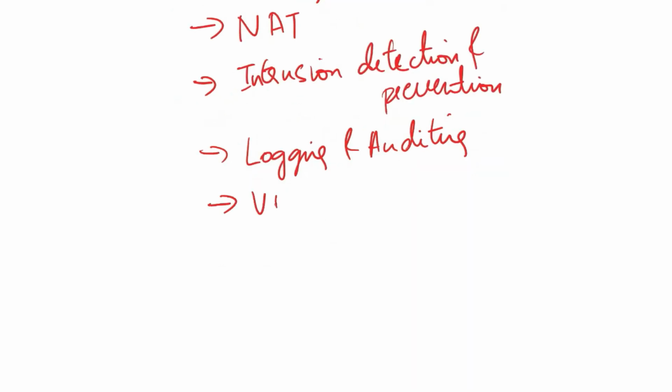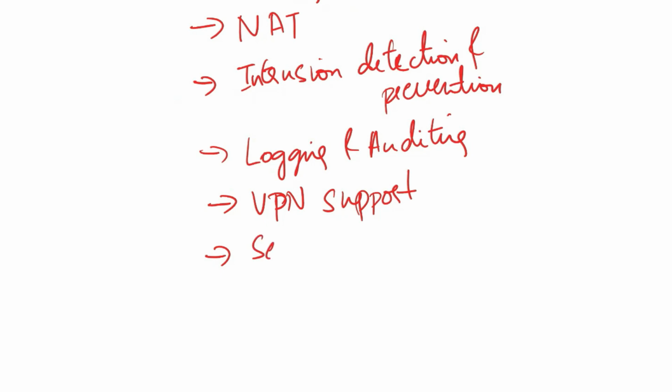Next one is VPN support. VPN stands for Virtual Private Network. Firewalls often support VPNs, allowing secure remote access and encrypted communication over the internet. They can enforce security policies for VPN traffic.